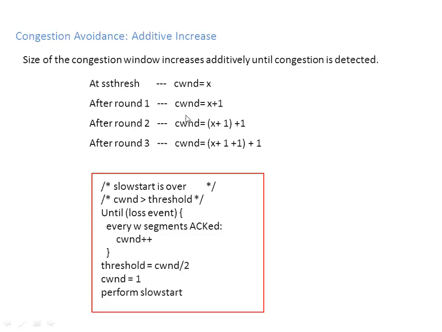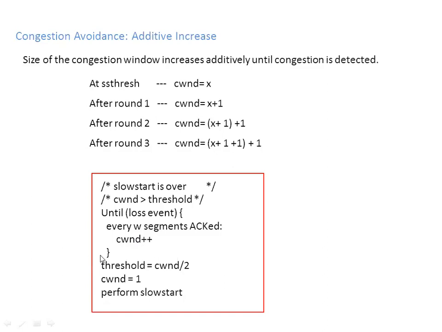Not for each acknowledgement, but for the set of acknowledgements, the window size will be increased by 1. So that is why it is called additive increase. We are going to see this example. That is, once the slow start gets over, that is when the congestion window size reaches the threshold value, for every W number of segments acknowledged, the congestion window size will be increased by 1. Now this will continue until the sender detects a congestion condition in the network.